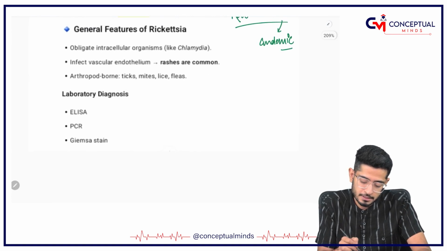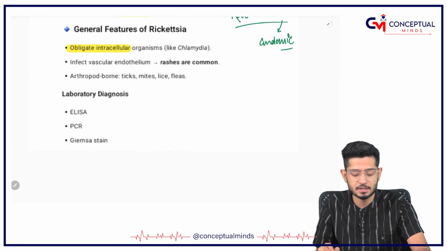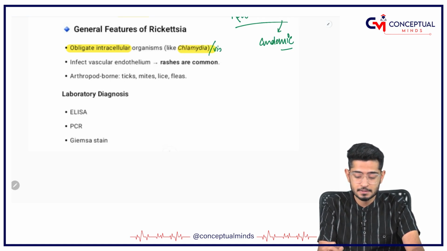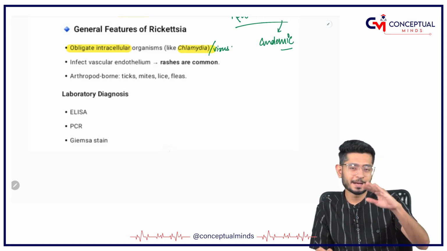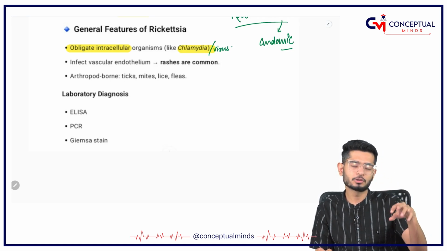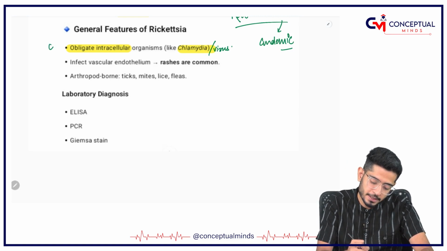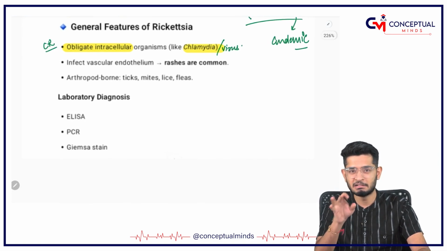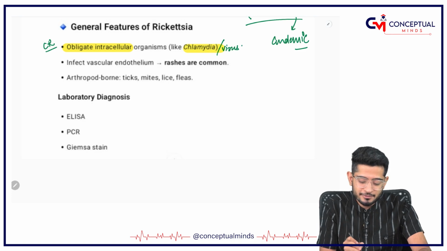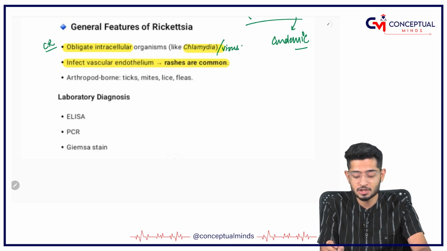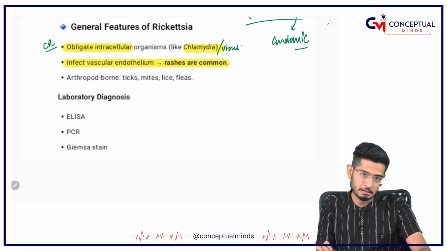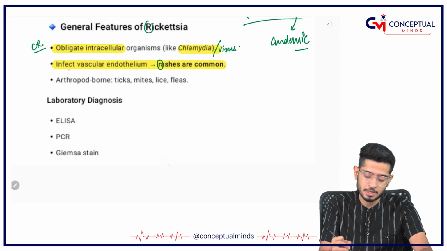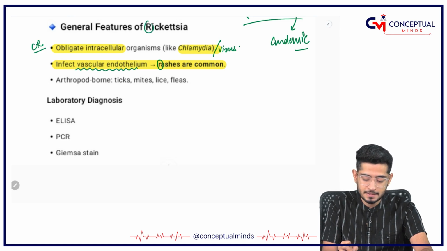Now the general features of all the Rickettsia: they are obligate intracellular, just like chlamydia and just like viruses. So chlamydia and Rickettsia, both of them are obligate intracellular, just like the CRs of your college, they must be intracellular. Coming to the next part, they infect the vascular endothelium, so rashes are very common in Rickettsia. Why? R for Rickettsia, R for rash, because they infect the vascular endothelium.